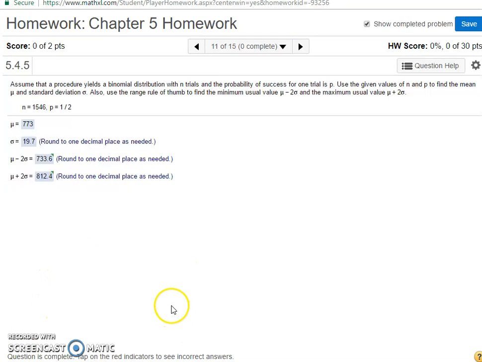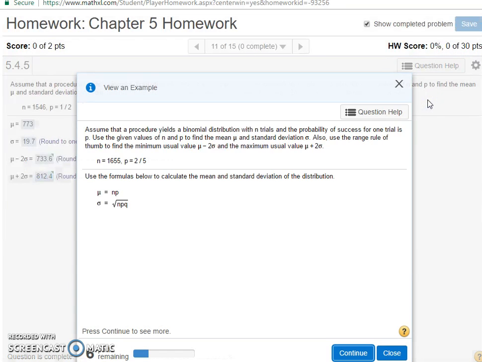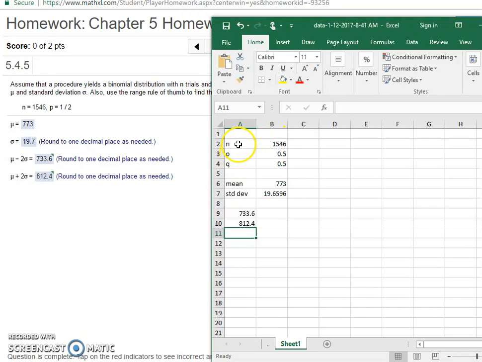So if you forget the formula on this one, what you can do is click question help, view an example. As soon as it comes up, it's going to tell you the mean is n times p. The standard deviation is the square root of n times p times q. So we're going to pull up the data in Excel. So we're going to type it in.